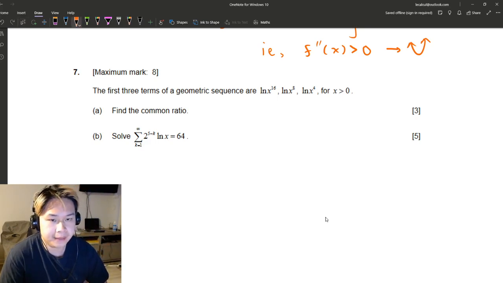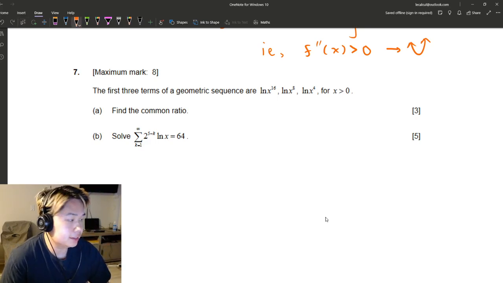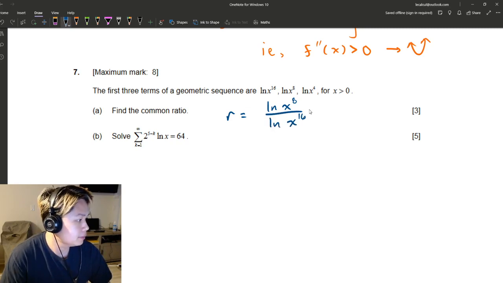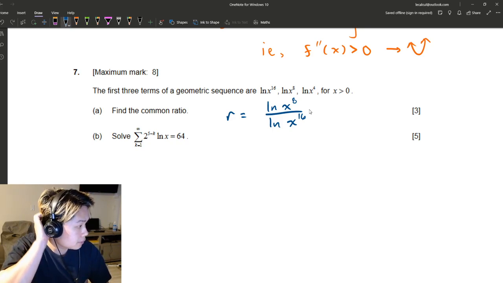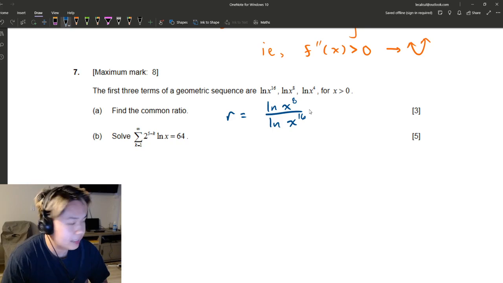Okay, so what do we got? Find the common ratio. So common ratio you can always find by dividing two consecutive terms. So the common ratio is going to be natural log of x to the power of 8 divided by natural log of x to the power of 16. Log base e, not base 10.